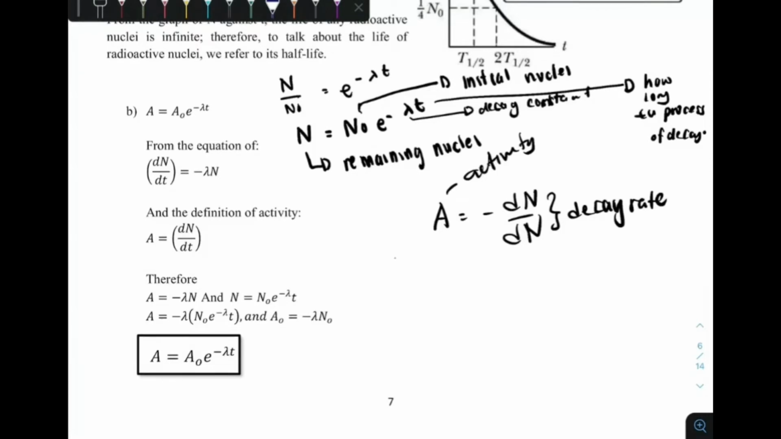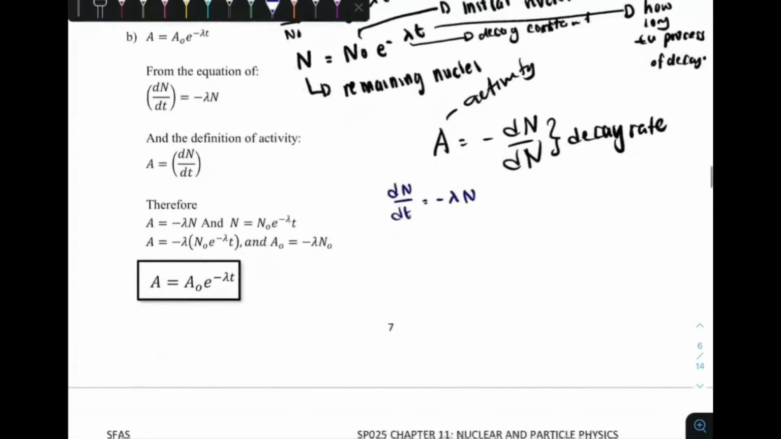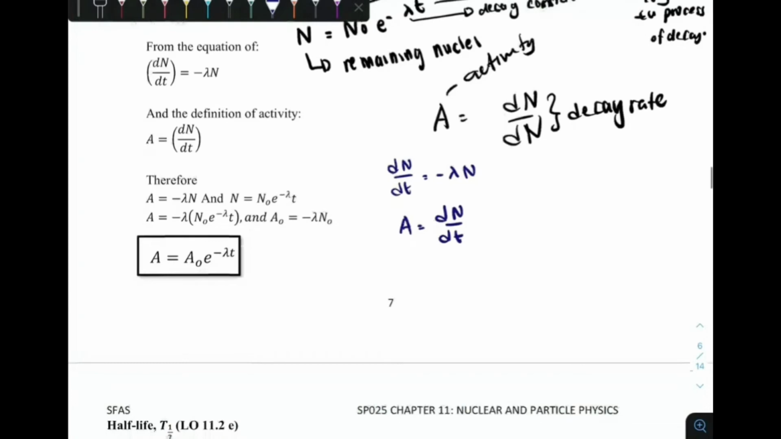So, you are going to start from the same equation, dN over dt is equal to negative lambda N. This time we don't need to integrate everything. We're just going to use this relationship, sorry, there is no negative here. Activity is known as the rate of decay, dN over dt. Therefore, we will substitute A into this equation. So, A will be equal to negative lambda N.